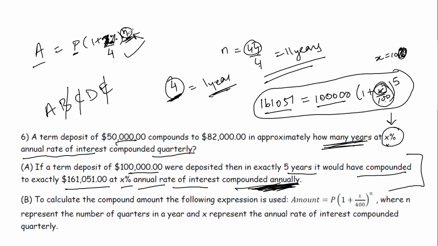And when you plug it in here, you'll get the value of N, because this will be 82. This will be 50,000. 10 by 4, you'll have to take 2.5%. So 2.5 over 100, or 10 over 400, raised to N. You'll find the N value out here. All right. Anyway, second statement. To calculate the compound amount, the following expression is used. Amount is this, where this is the number of quarters in a year, X represents the annual rate of interest compounded quarterly.